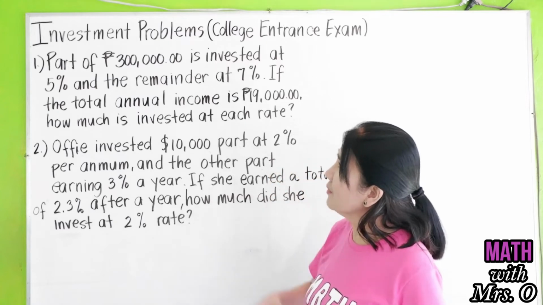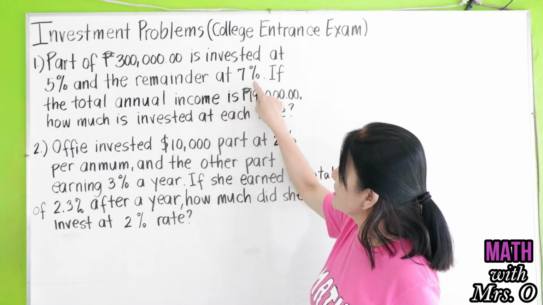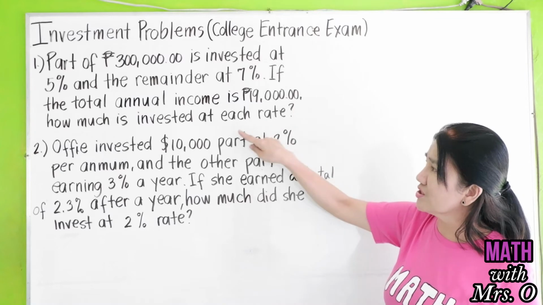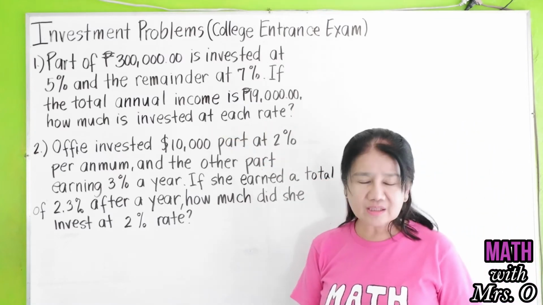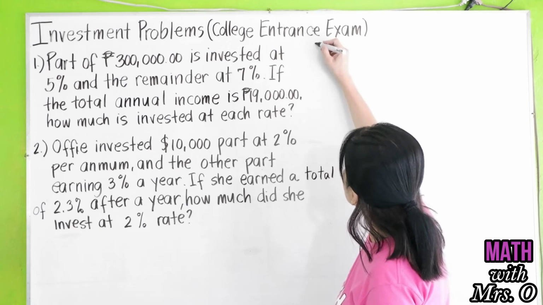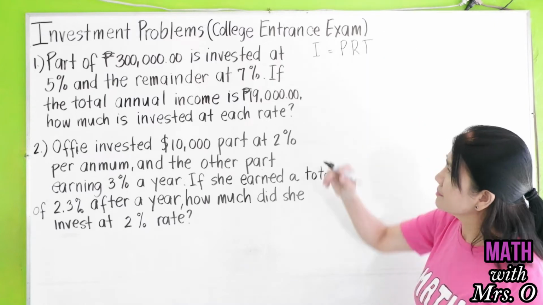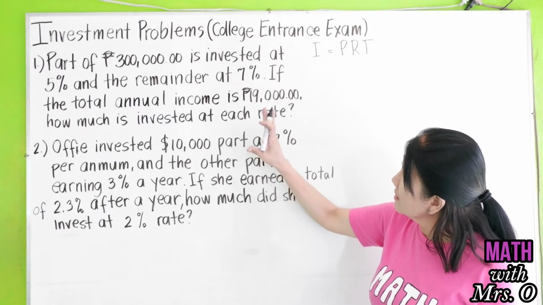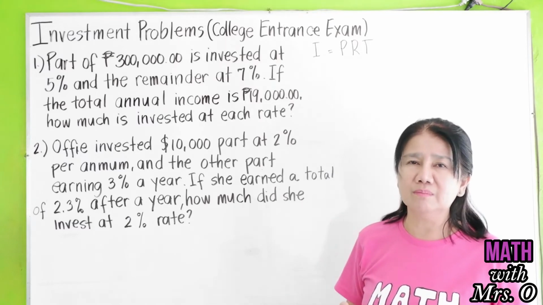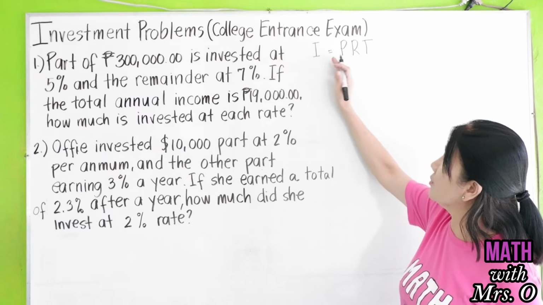Number 1, part of 300,000 pesos is invested at 5% and the remainder at 7%. If the total annual income is 19,000 pesos, how much is invested at each rate? Now, in this kind of problem, you have to use the formula income equals PRT. Because as you can see, it deals with simple interest, 5%, 7%. It's a simple interest problem. Nothing is compounded. So for simple interest problems like this, we have to use the formula I equals PRT.